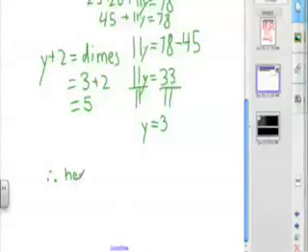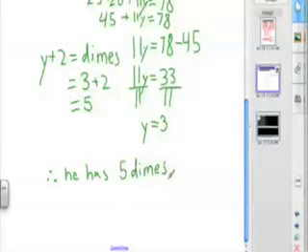After we have finished this, we have to do the therefore statement. So therefore he has 5 dimes and 3 pennies. Also 5 nickels.